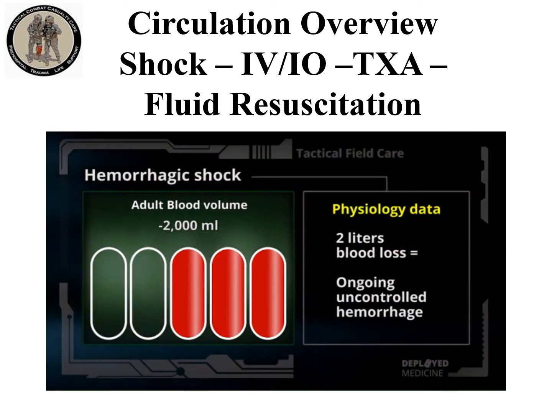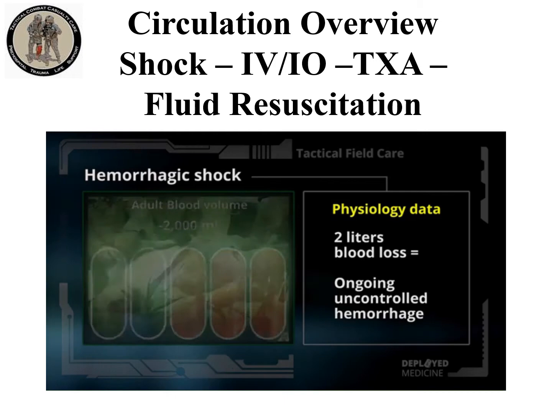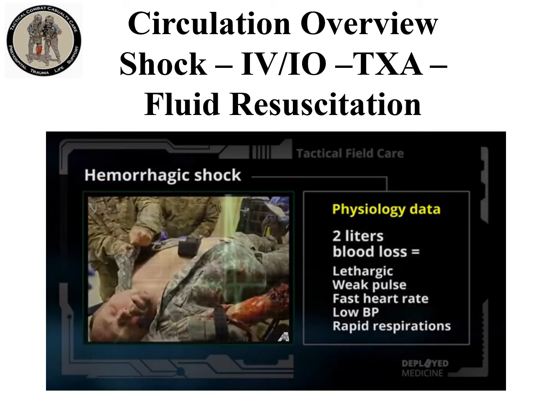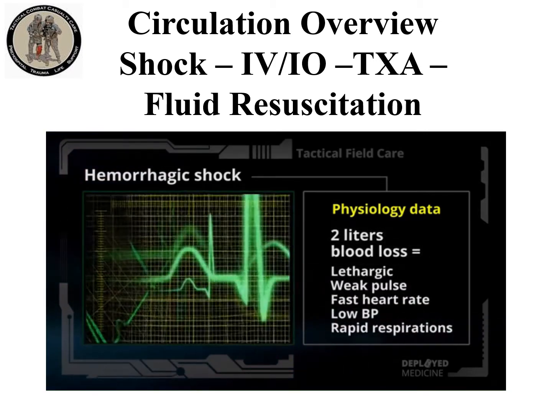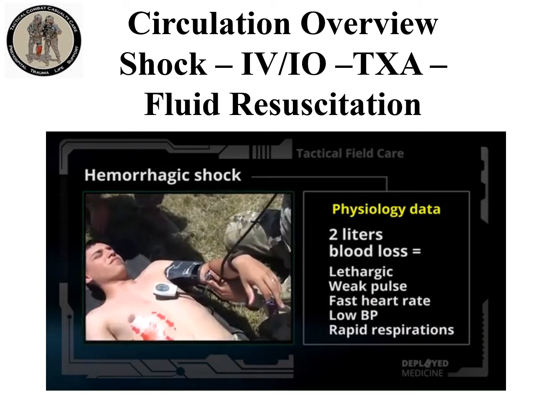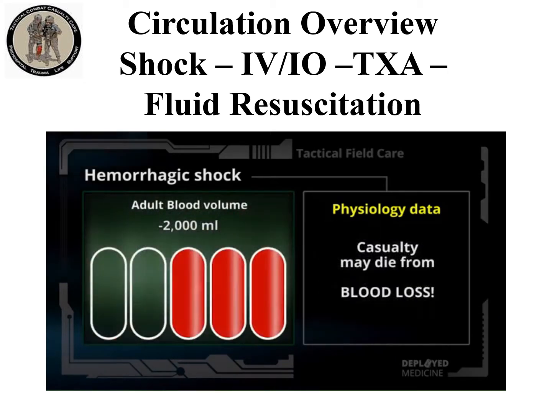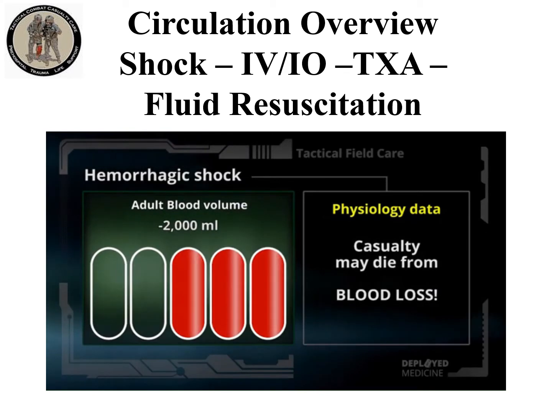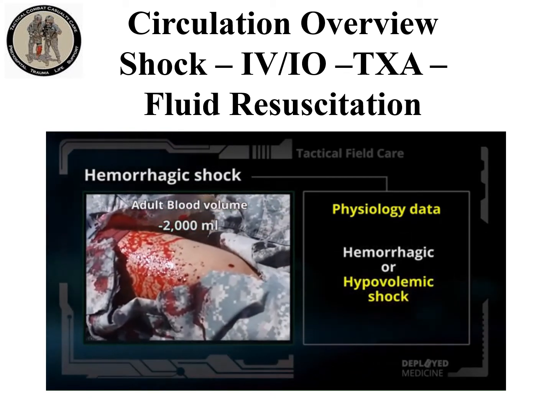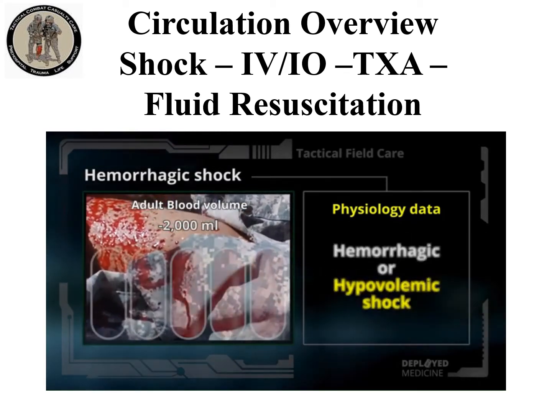2 liters of blood loss likely represents ongoing, uncontrolled hemorrhage. The casualty may be lethargic with a weak pulse, elevated heart rate, low blood pressure, and rapid respirations. At this point, it is quite possible they may die from blood loss. This is hemorrhagic or hypovolemic shock.